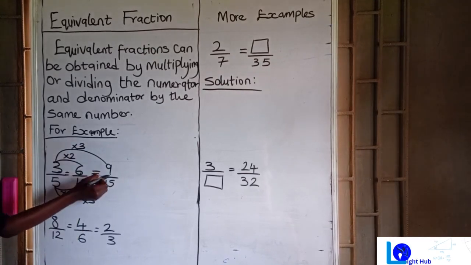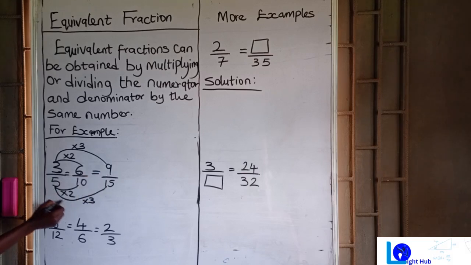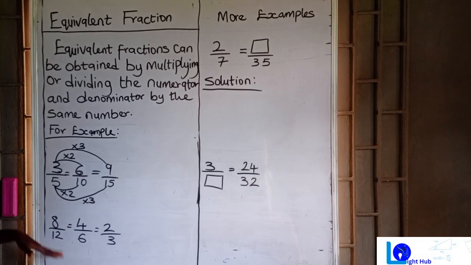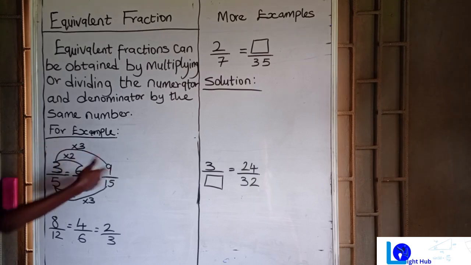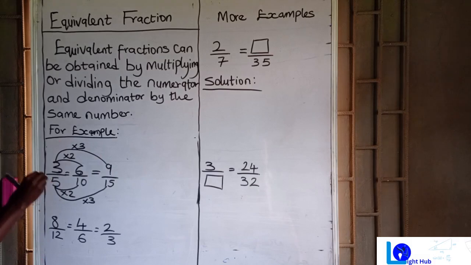3 times 3 gives me 9. 5 times 3 gives me 15. Same as this, these are equivalent to themselves. So this, I multiply the numerator and denominator, and it gave me this and this respectively. I multiply them with the same numbers.